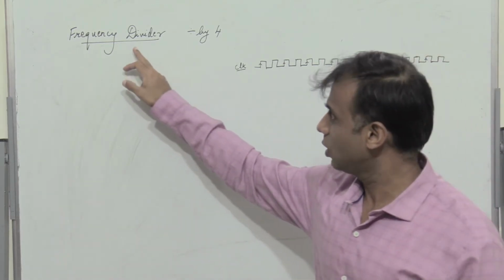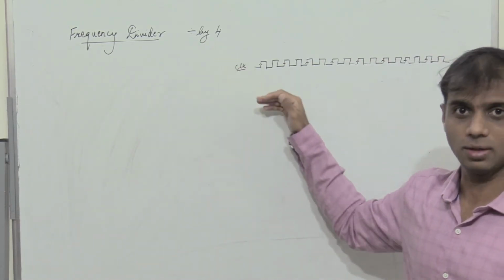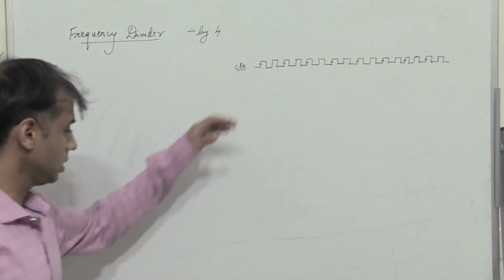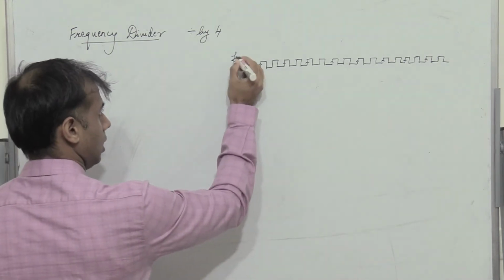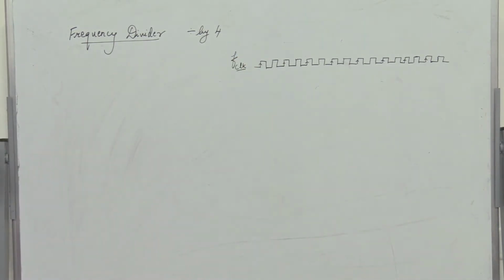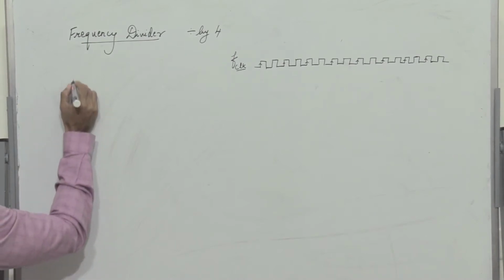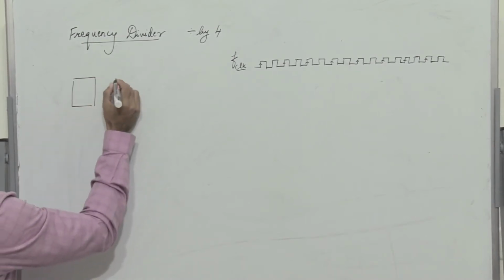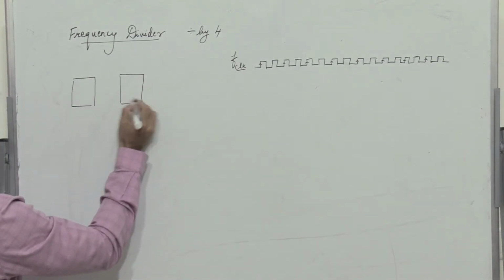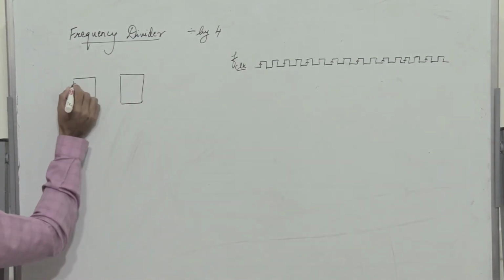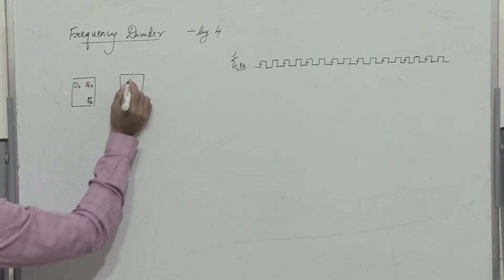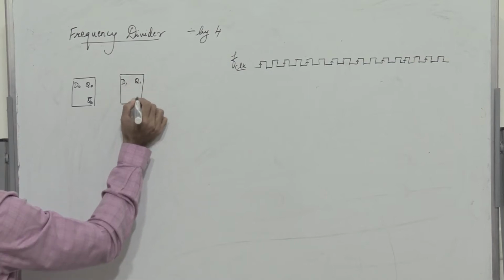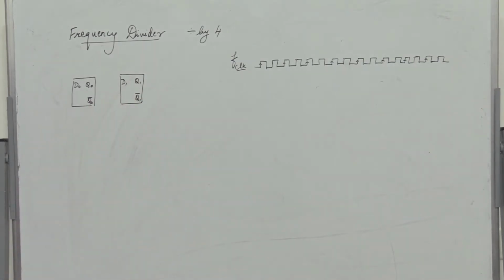Now first let us see how we can get a divide by 4 at the output. So we have a clock here, let the frequency be f. So to get a divide by 4, what we do is we use two D flip-flops. So this is the first D flip-flop, this is the second D flip-flop. So let this be D0. So I have the outputs Q0 and Q0 bar. This is D1, Q1 and Q1 bar.